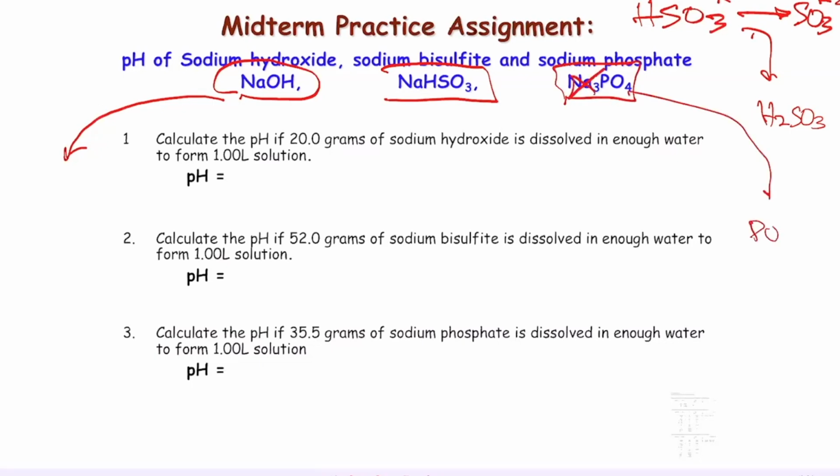What you have is phosphate. Phosphate in water will form hydrogen phosphate. So you know it's going to be a basic solution. Okay, so these are just, you guys should practice this to make sure that you know how to do these calculations.